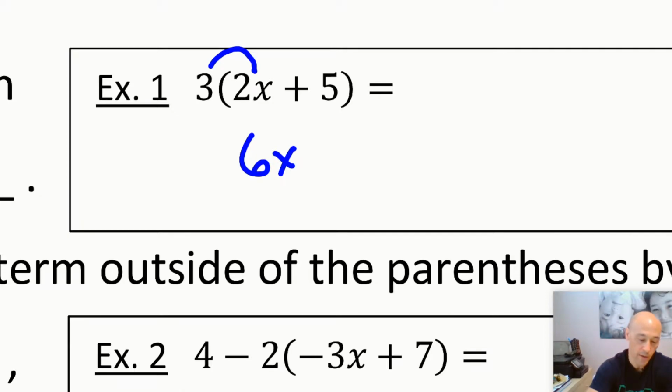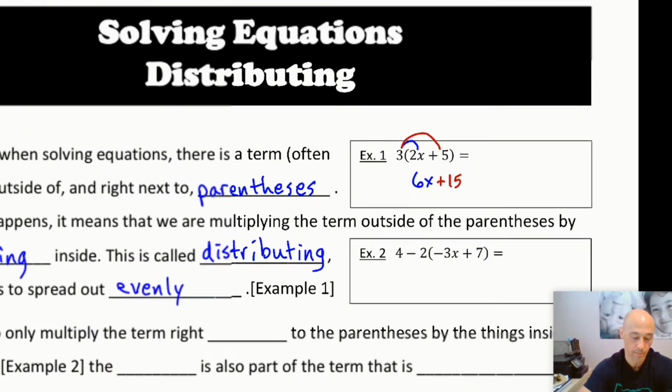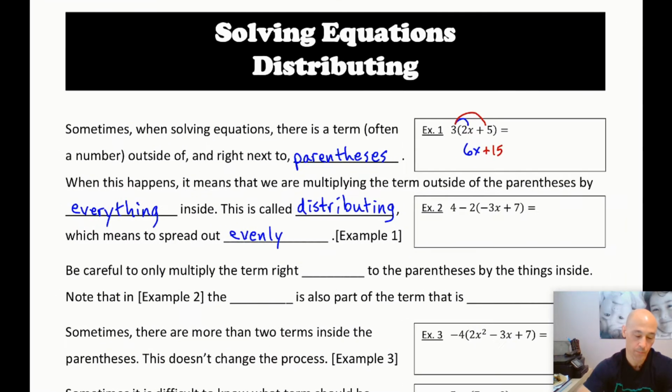I'm going to use a different color here. 3 times positive 5 is 15. And so that is the result of multiplying 3 times the quantity 2x plus 5. Be careful to only multiply the term right next to the parentheses by the things inside.